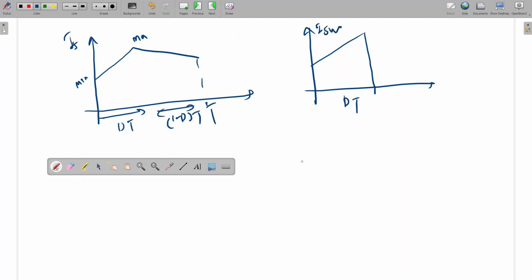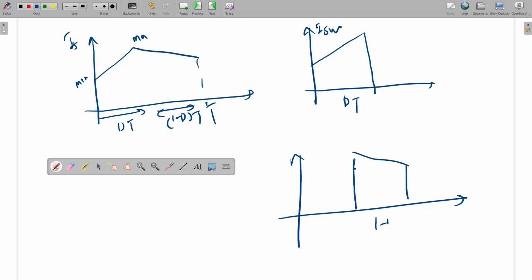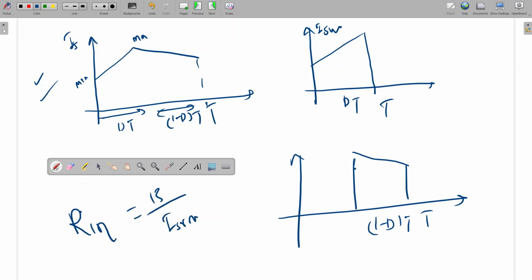And what is the diode current? Diode current will be only in the second half, so it will look like this. Minimum, maximum, I have already calculated. So you can calculate the RMS value of all three quantities. And what is the input resistance? R in is equal to 15 by IS RMS. Is it clear?